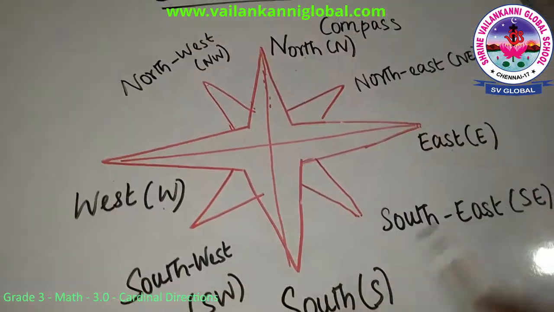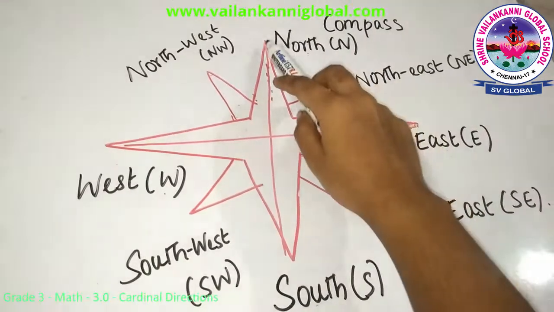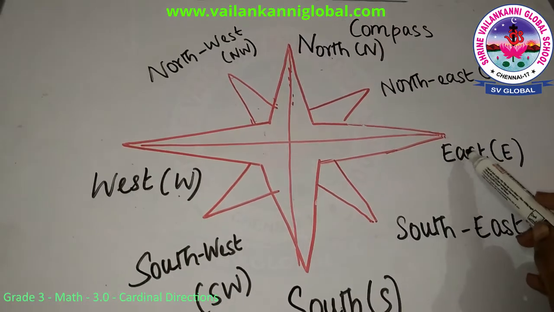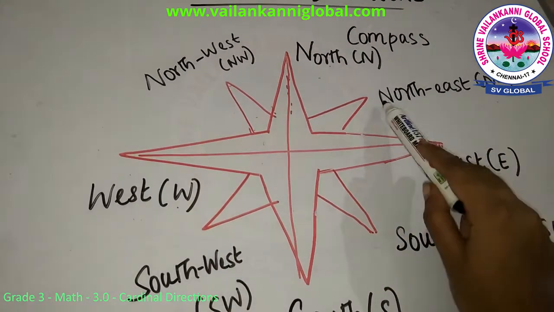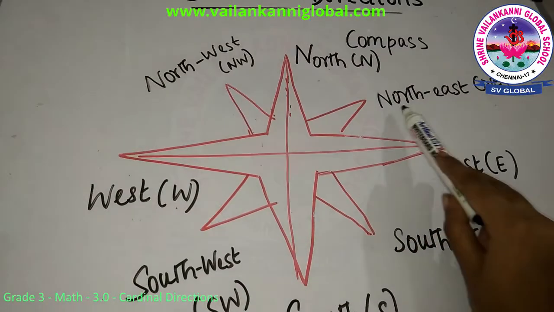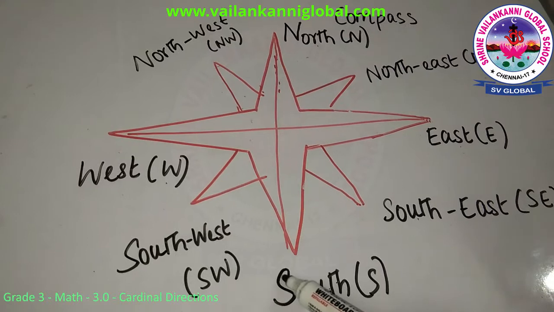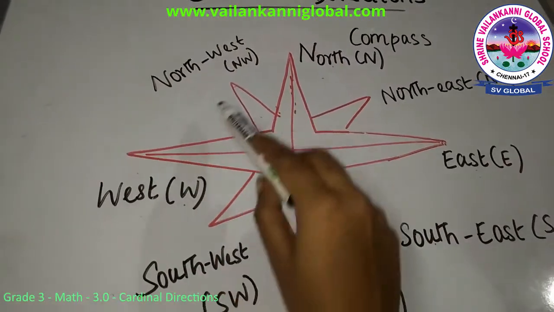So these are the main directions which we are going to learn about. The one on top is north, and the exact opposite is south, and the one towards your right is the east, and the one towards your left is the west. And between north and east you have northeast, between south and east you have southeast, between south and west we have southwest, and between north and west we have northwest.